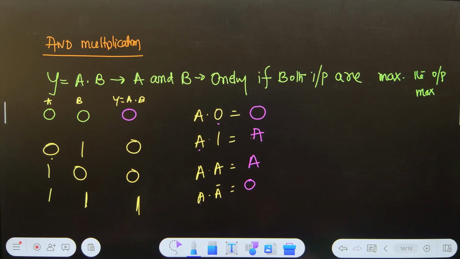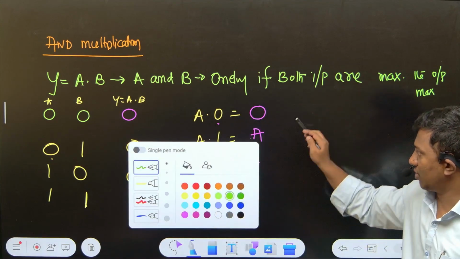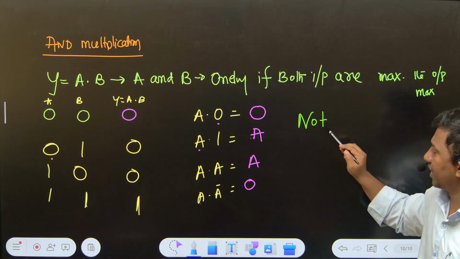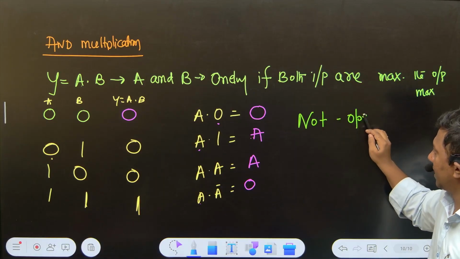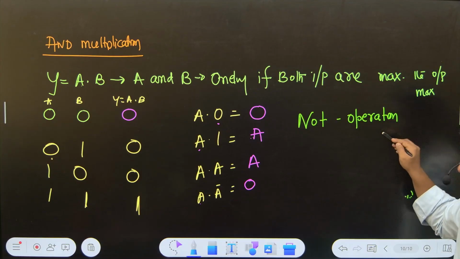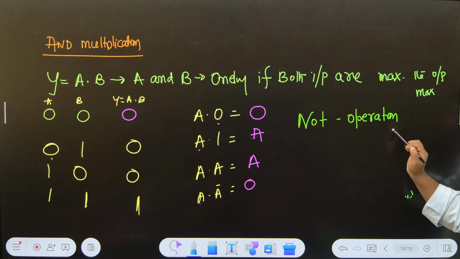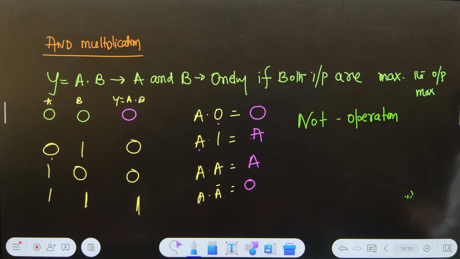Not operation. I'm writing here only because it is very small. The last operation is the not operation. The first one is OR, addition; the second one is AND, multiplication. Now the not operation. We are using different names: OR is called addition, and AND is called multiplication. Not is neither addition nor multiplication, it is an operation.